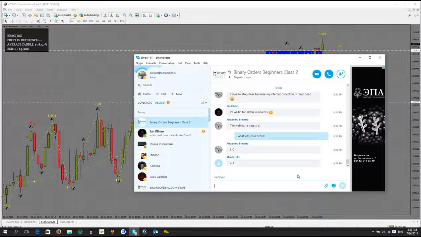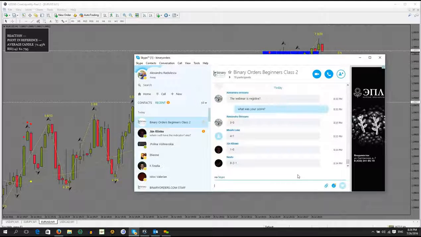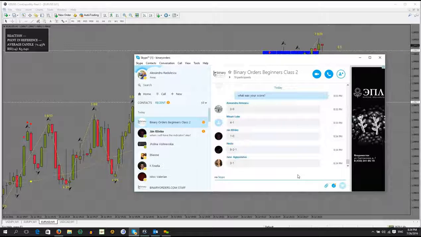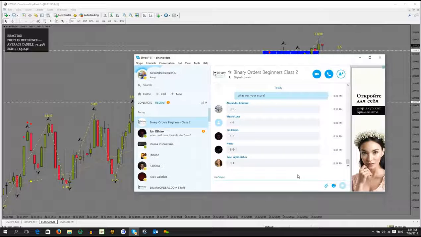3-0 for Alexandru. Okay, so you catch 3 trades. That's okay. We have 5, 6 trades, and you catch a 3. Perfect, Alexandru. Okay. Mark, you make 4-1. Perfect. Another guy, show me your score, guys. Show me your score, guys.